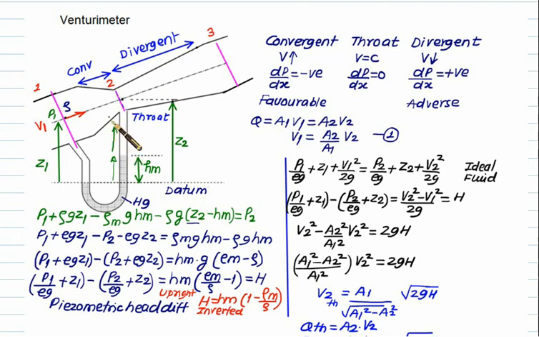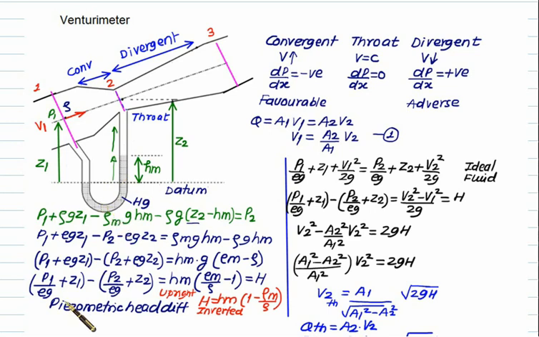In the convergent part the pressure is going to change and dp by dx is negative. In the case of the throat, the pressure is constant here, and in the case of the divergent part, the velocity goes on decreasing. So we have an adverse pressure gradient, that is dp by dx is positive. Whenever we connect a U-tube manometer between the inlet and the throat section, then we always measure the piezometric head.